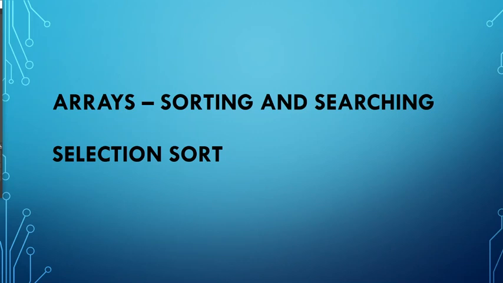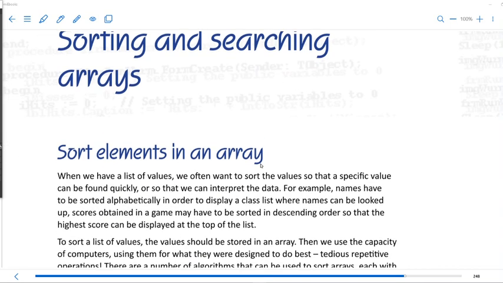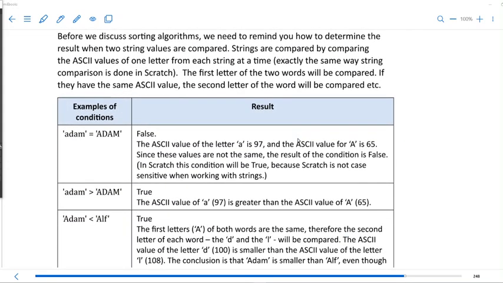All right. I think that's enough for an introduction. I will bring up the textbook. There we go. So, chapter 12, page 248. So, the idea is to sort elements in an array either in alphabetical order or from smallest to largest or from largest to smallest.